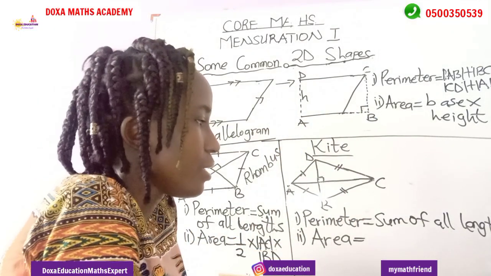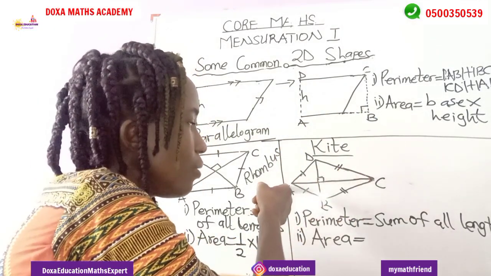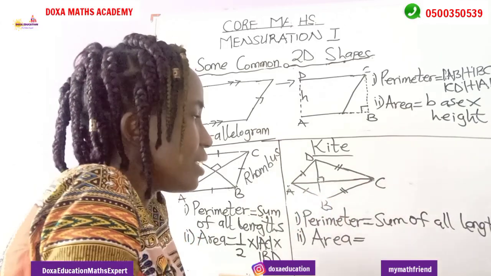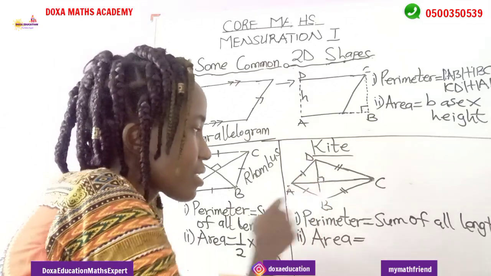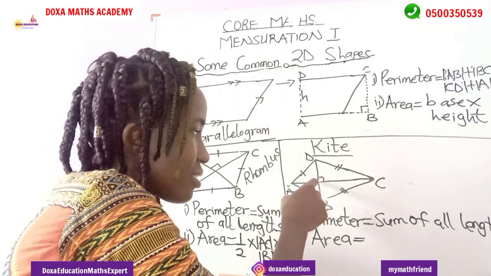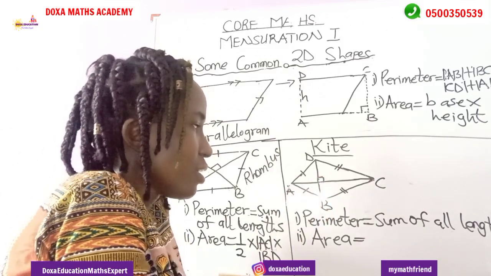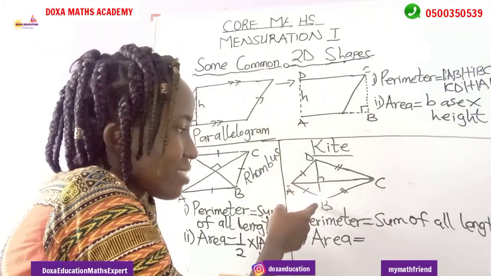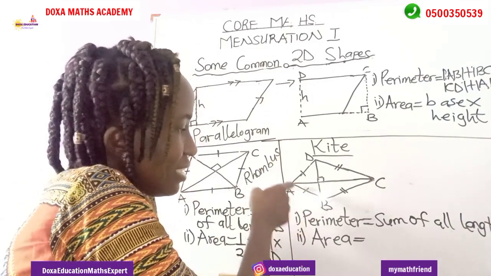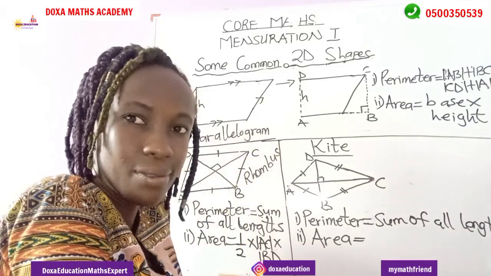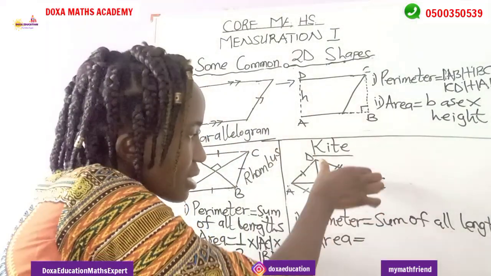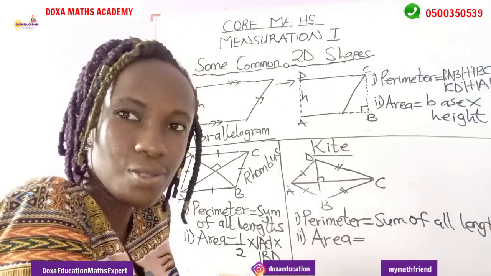Now when it comes to the area, the kite also has two diagonals, diagonal AC and diagonal BD. They are not of the same length. They bisect each other at right angles over here. Good. And then the adjacent sides are equal. So AB is adjacent to AD, which are equal. Then BC is adjacent to CD. So the adjacent sides are equal. That is why you have those marks over there.